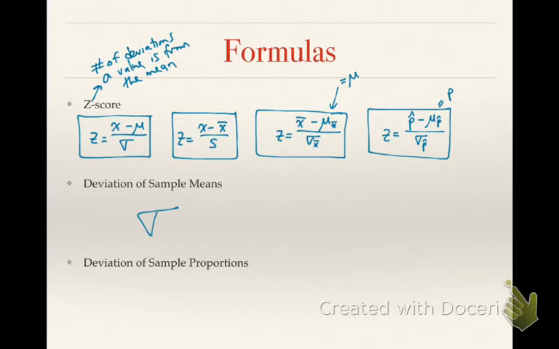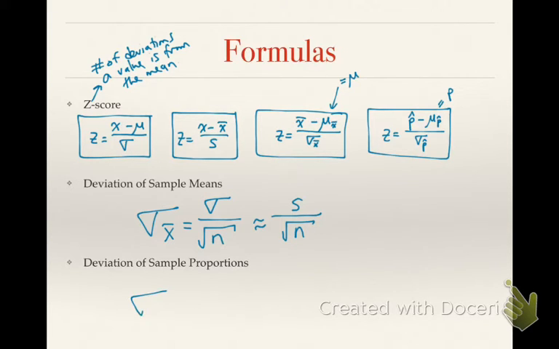The deviation of the sample means is found by taking the deviation of the population divided by the square root of the sample size. Now, the larger your sample, the smaller the deviation of the means is going to be, because you're going to be dividing by a larger number. Now, there were some times where we didn't know the deviation of the population, so you might use the sample deviation instead. It's going to be an approximate value for the deviation of the population. It's not going to be exact, but it'll be close enough that it'll still work just fine.